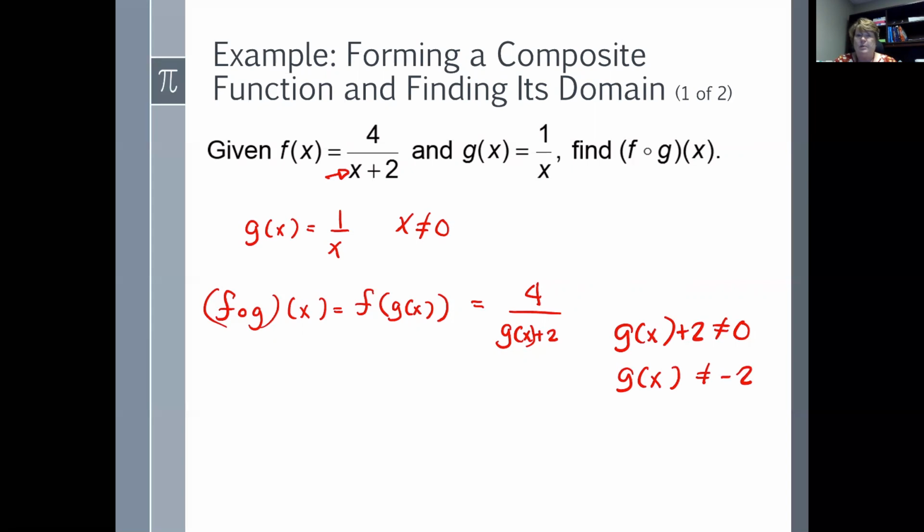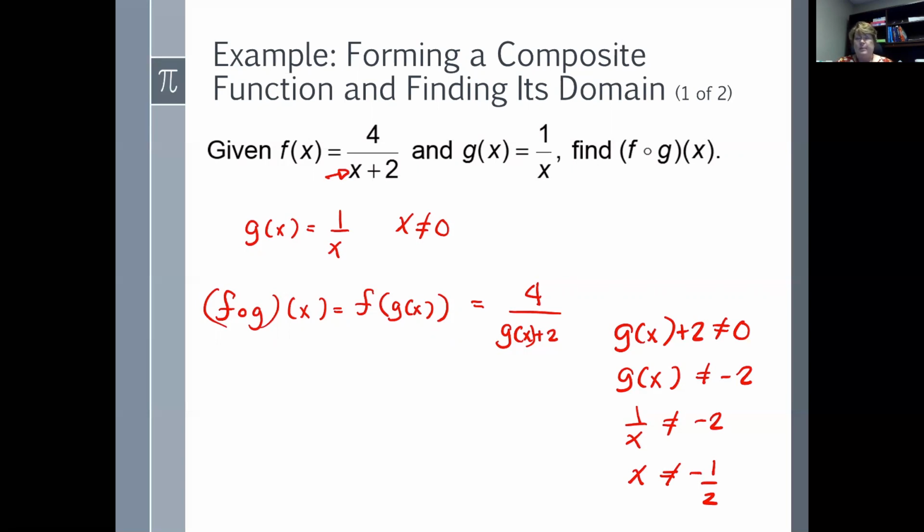Well, what's g of x equal to? Well, g of x is 1 over x. So 1 over x cannot equal negative 2. And if I solve this equation, I can cross multiply. I have x cannot equal negative 1/2. So those are the two restrictions on my domain. X cannot equal 0, and x cannot equal negative 1/2.